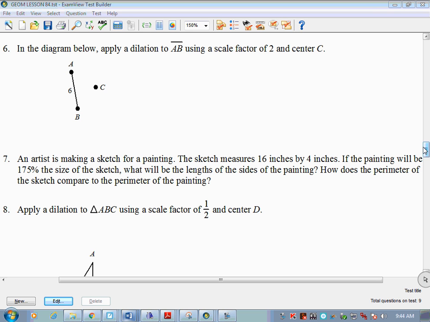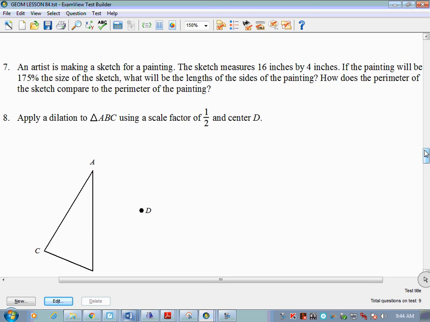Okay, 7 gives me a different kind of scale factor. Notice it says 175%, which is going to be a scale factor of 1.75. Convert percentage to decimal: move the decimal point 2 places to the left. An artist is making a sketch of a painting. The sketch measures 16 by 4. If the painting will be at 175%, what will be the lengths of the sides of the painting? We take 4 times 1.75, which is 7. 16 times 1.75 is 28.